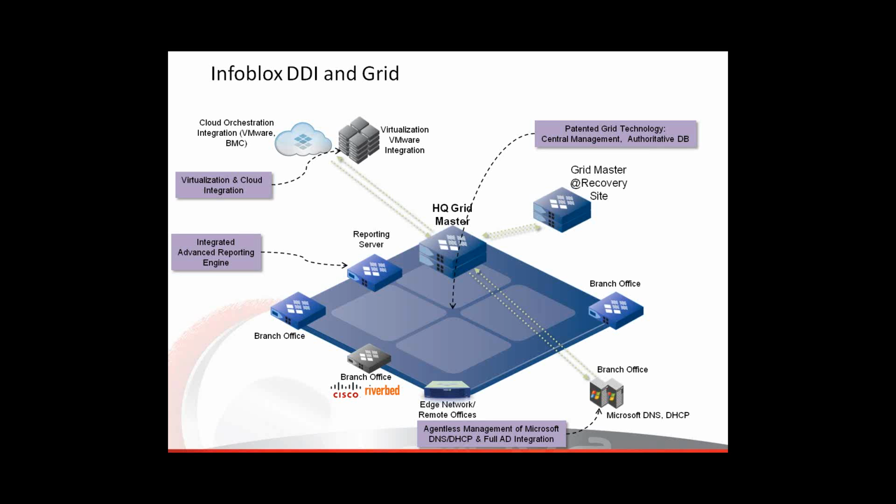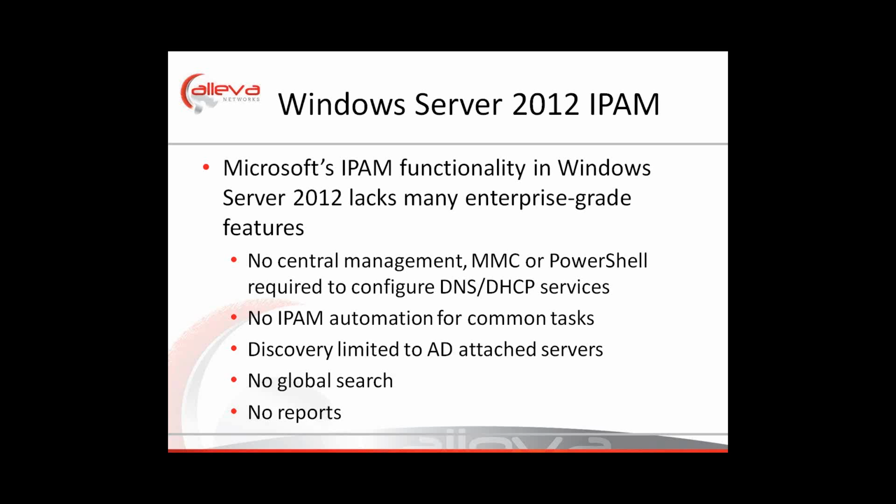Now I've touched on Windows integration. Microsoft did bring out their version of IPAM in Windows Server 2012, but it really does lack many enterprise-grade features, and it's fine for small environments. But when you're looking at corporates and enterprises, there's three different GUIs, for instance. You've got the IPAM GUI that they brought out in Windows Server 2012. There's the MMC snap-ins for managing the DNS and DHCP services, and there's also PowerShell. So there's some command line commands that you have to run to configure certain aspects of DNS and DHCP.